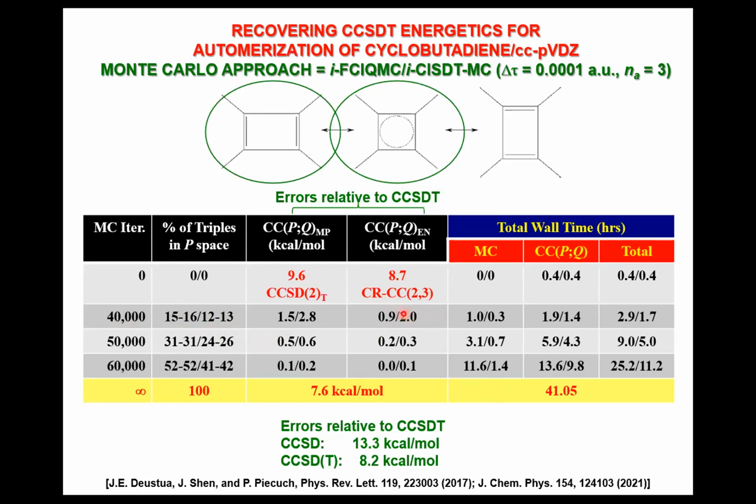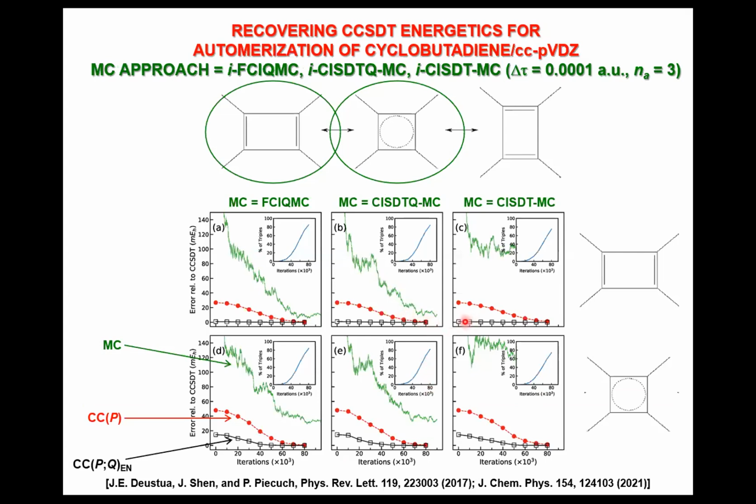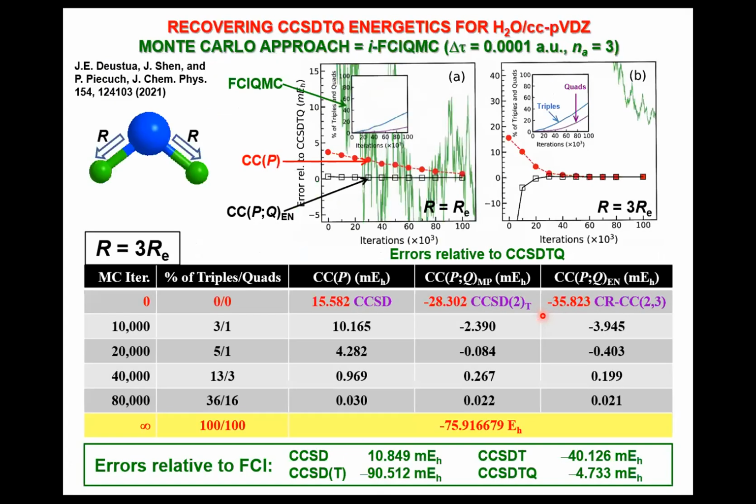You can see the same if you look at the individual structures, the reactant and the transition state. You just look at these black lines with black squares on them, you see this rapid convergence again. And the nice thing about it is that we're not constrained to CCSDT. We can go to higher levels of coupled cluster theory.